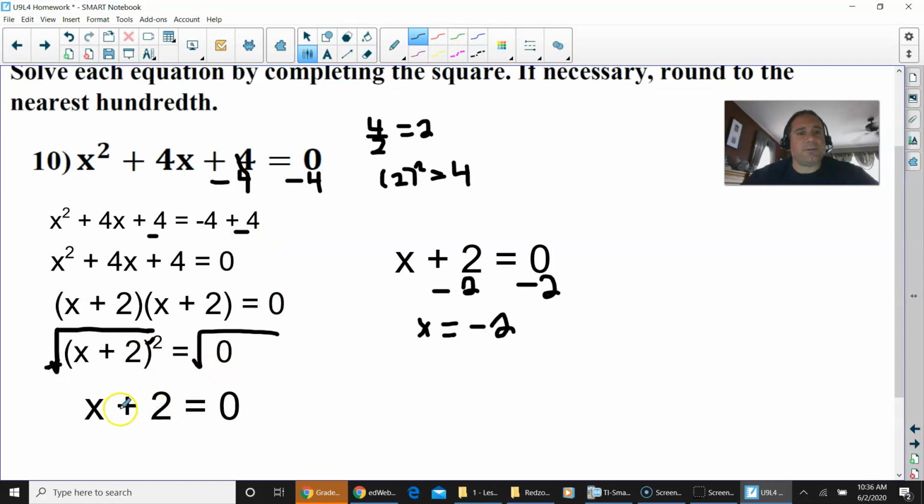You take the square root of both sides. You do not have two equations in this one. It's x plus 2 equals 0, and that's it, because 0 cannot be positive or negative, right? 0 has no sign. So you have x plus 2 equals 0. You subtract 2 on both sides. X equals negative 2.